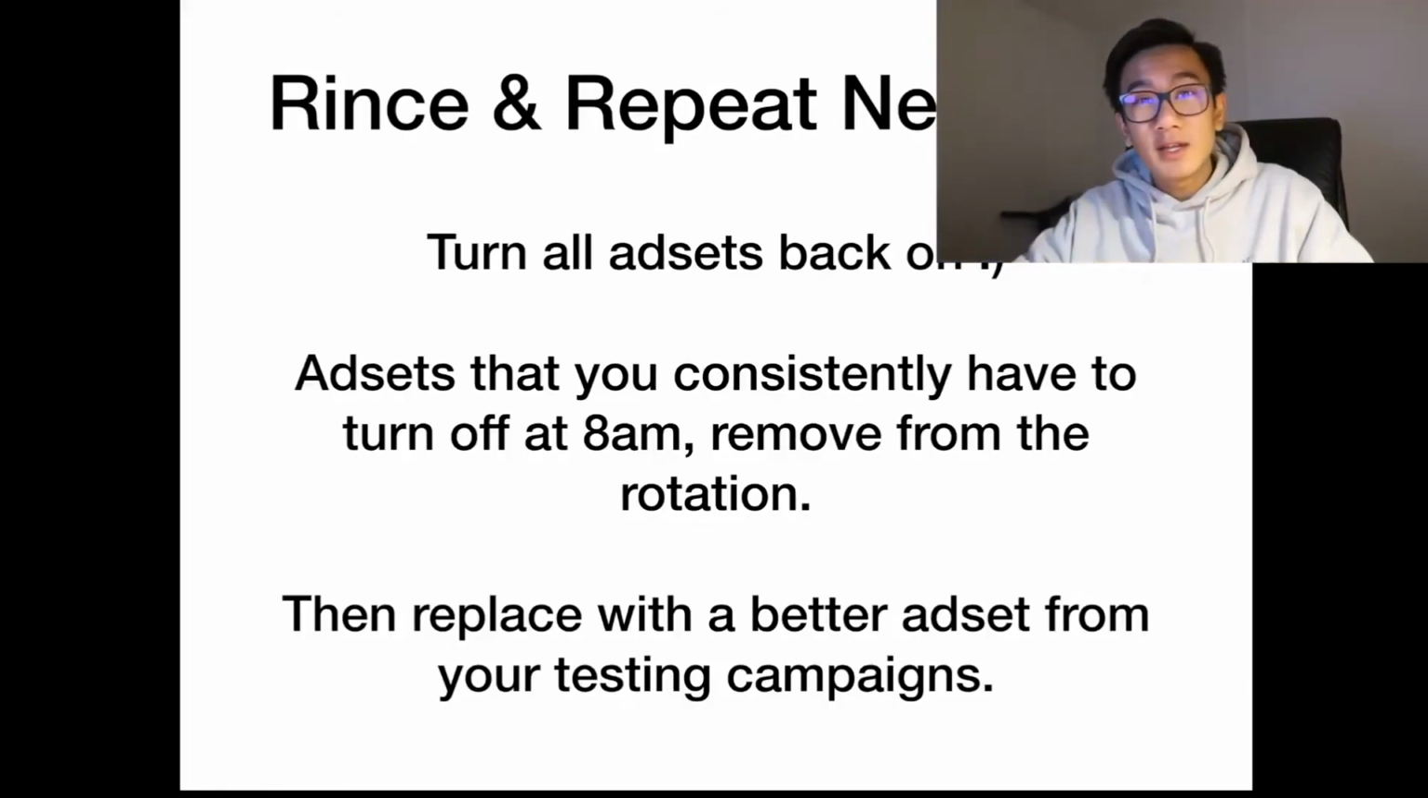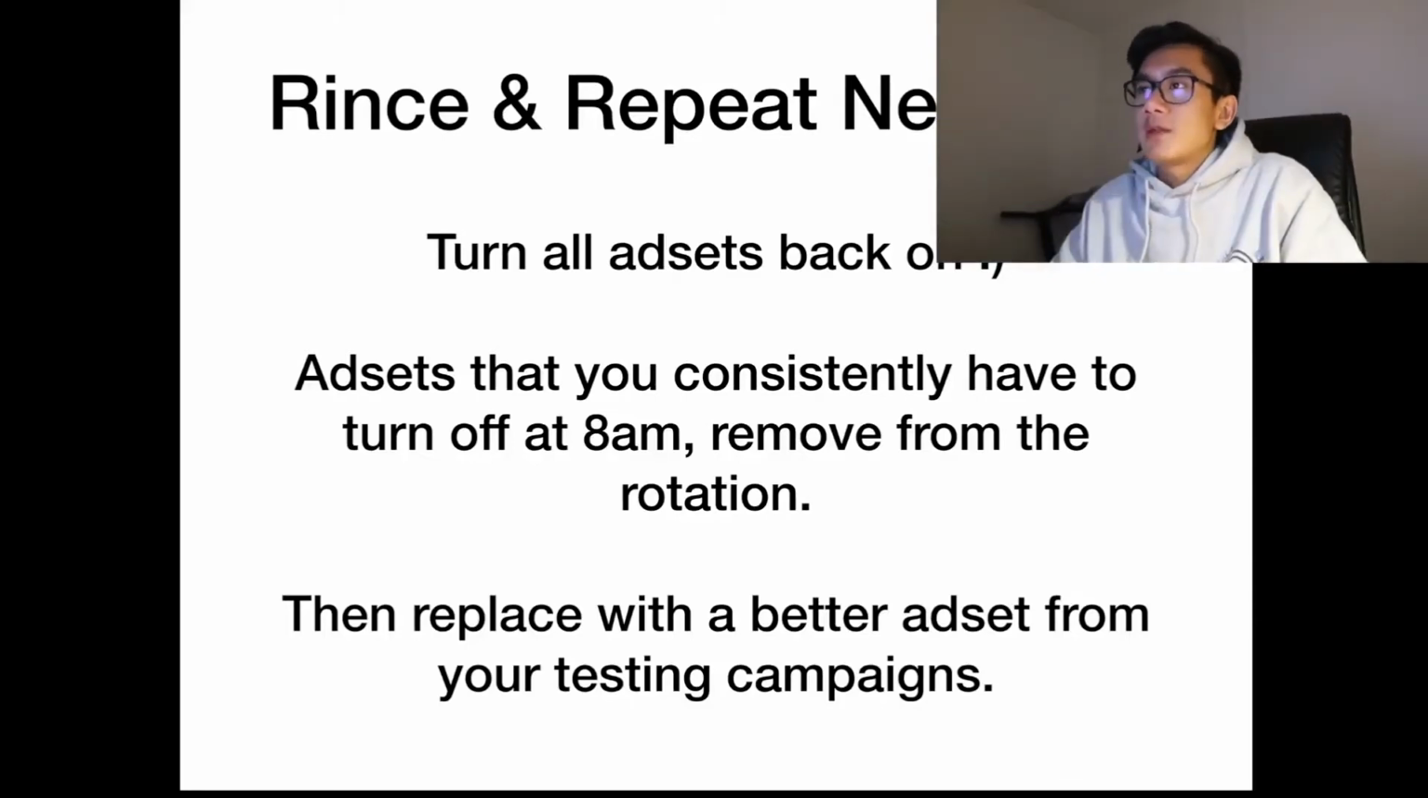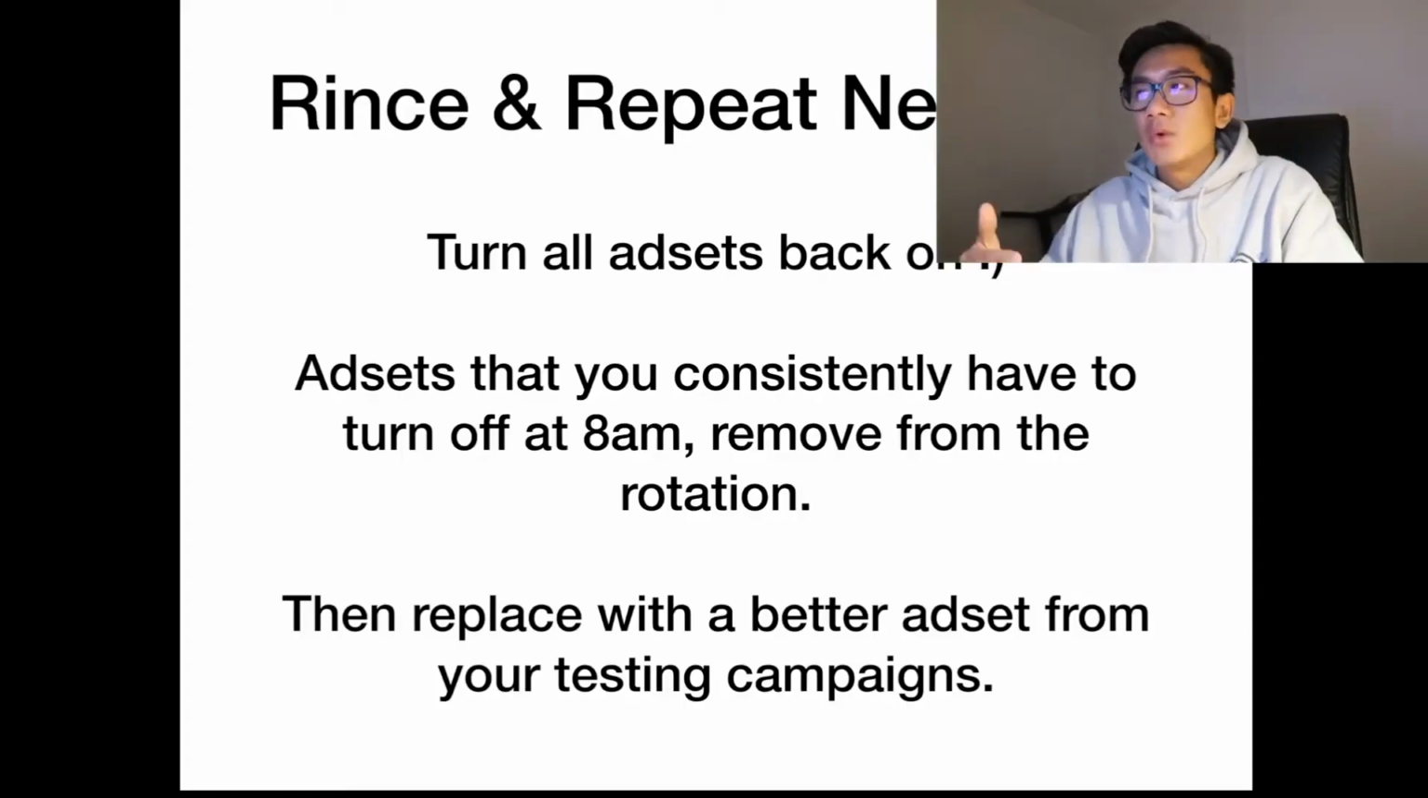People usually let their ad sets run till the end of the day, but using this strategy you're able to kill it straight away at 8 a.m. when it's only spent 1/3 of its budget. So the next day you turn all your ad sets back on. The ad sets that you constantly have to turn off at 8 a.m. over, say, a period of 3, 4, 5, 6 days, you want to remove from the rotation, and you want to replace them with better ad sets from your testing campaigns.